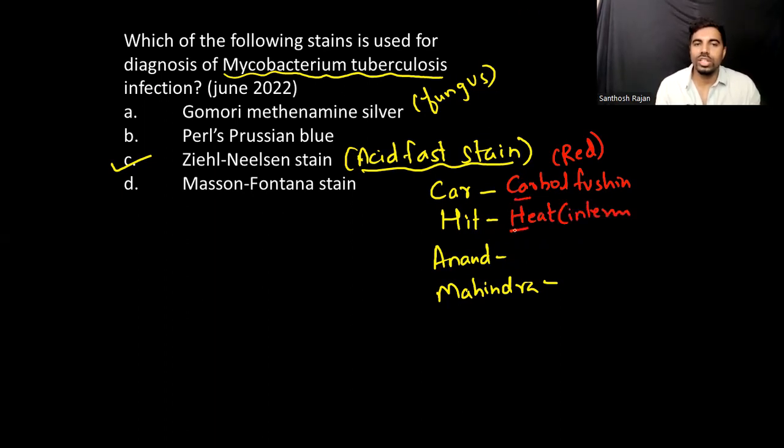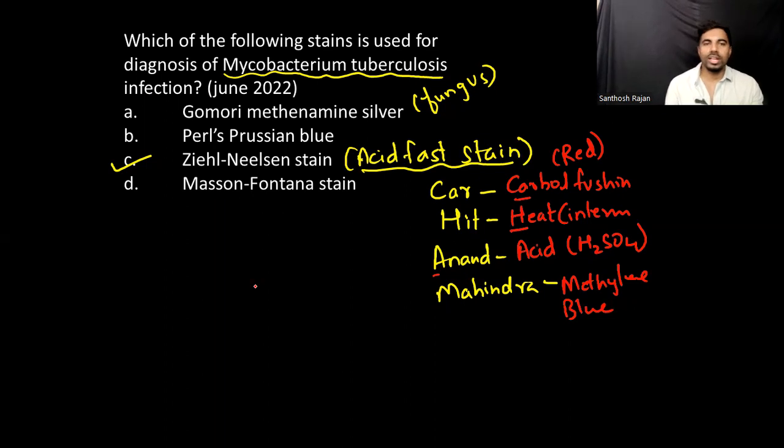Carbol fuchsin, intermittent heating, then Anand, because you're using acid. Which acid are we using? H2SO4. I'm going to come to the H2SO4; we already revised it in the last class, but I will repeat it. And Mahindra, M is for methylene blue. The background becomes blue. I'll show you in a while.